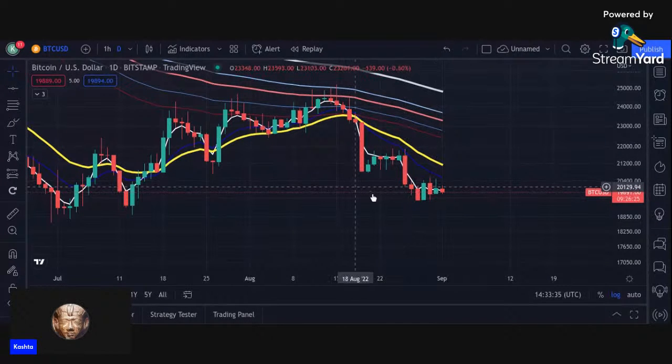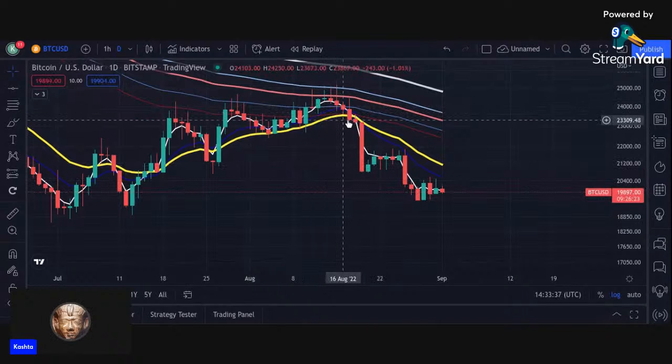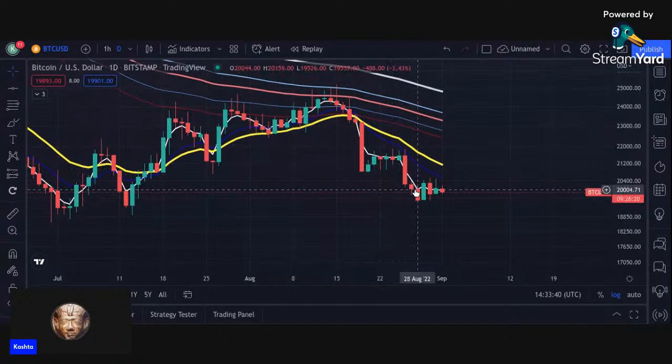All right. So that's what we're looking at on Bitcoin. We obviously had our last exits in this range and we just profited and are waiting. Right.